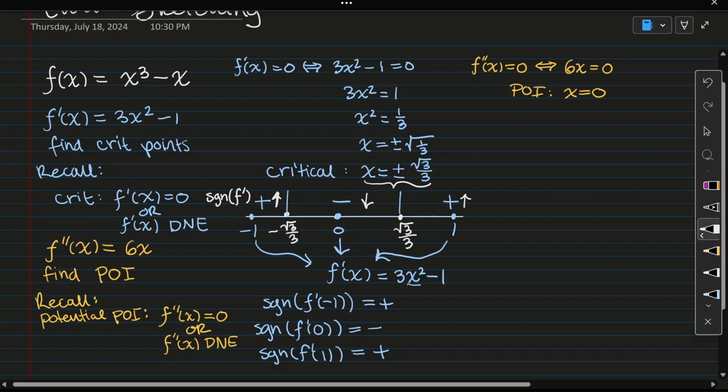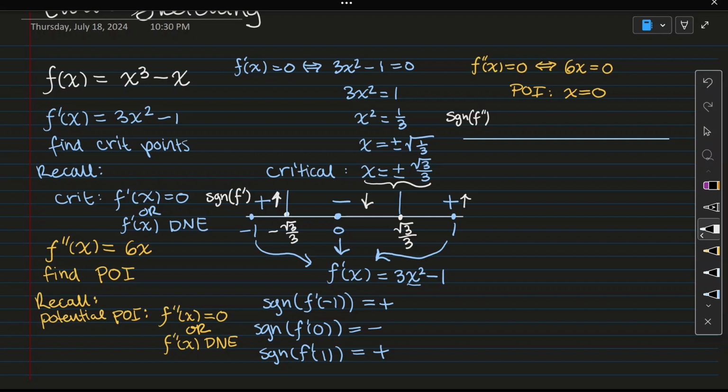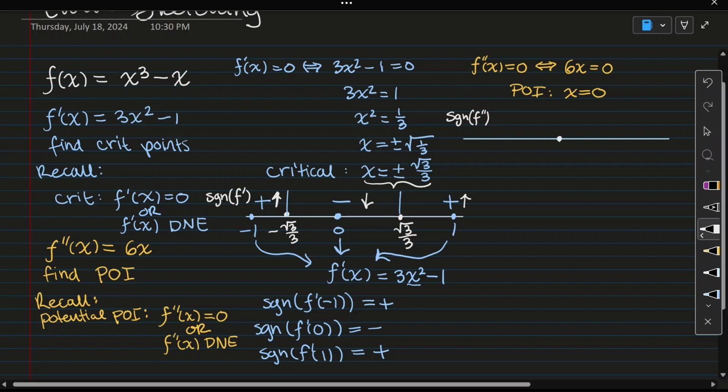So again, I'm going to make my sign chart here. Let me go a little bit lower. And this time, I want to find the sign of f double prime, because we're talking about concavity now. So remember my potential point of inflection here is 0. So I want to find test values around 0. I can pick pretty easy -1 and 1 here around 0.